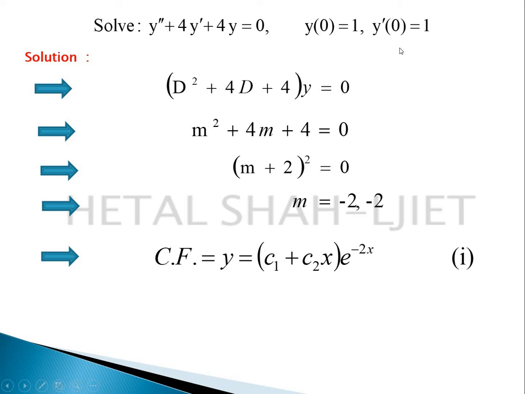Here we have given the initial conditions, y(0) is equal to 1, y dash(0) is equal to 1. So we want the derivative of this solution, y dash. For the derivative, we apply the u into v rule. Our bracket (C1 plus C2x) is u and e raised to minus 2x is v. So applying the derivative of u into v rule, we get minus 2 (C1 plus C2x) e raised to minus 2x plus e raised to minus 2x into C2. Here the value of y(0) is 1, y dash(0) is also 1. So both are 1.